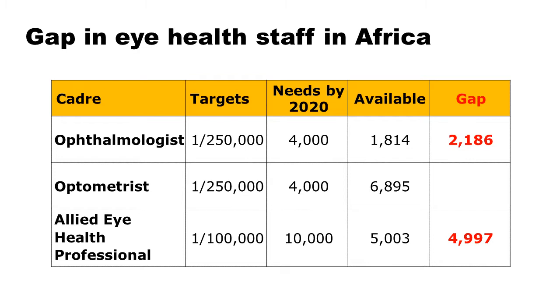So overall one can see that in Africa there is a very significant gap between the minimum number required, not the ideal number, but the minimum number required, and what is actually available in terms of ophthalmologists, allied eye health professionals, and also probably optometrists as well.